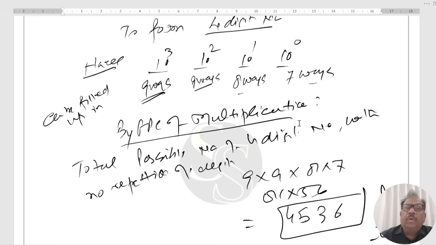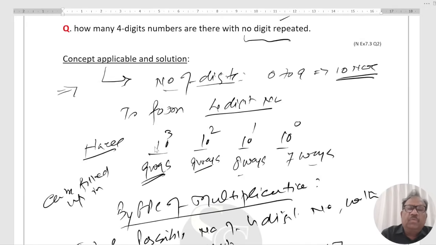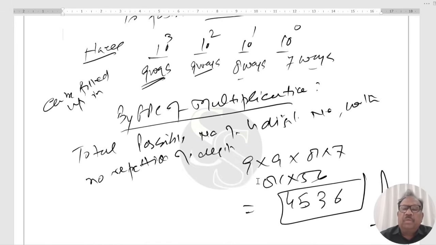In this case, the point to be noted is the 0 case. If 0 is there, then you have to first of all fill up the extreme maximum value place, that is the 1000 place, right? Next question.